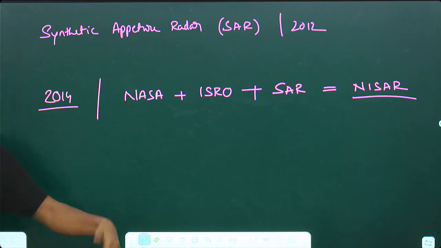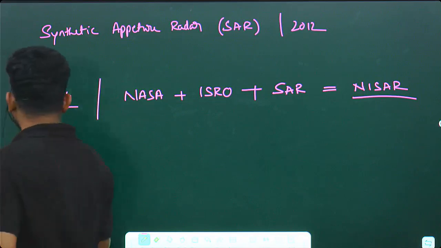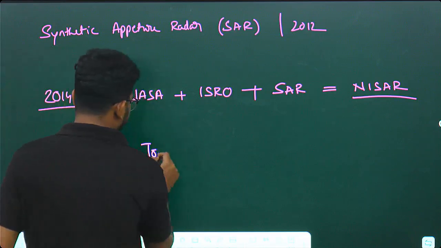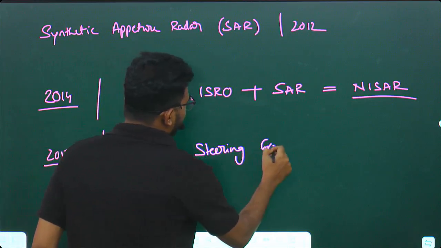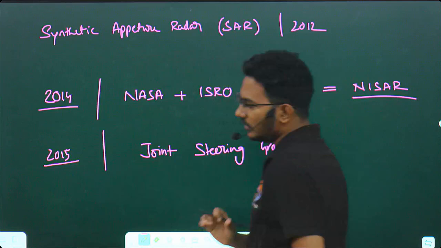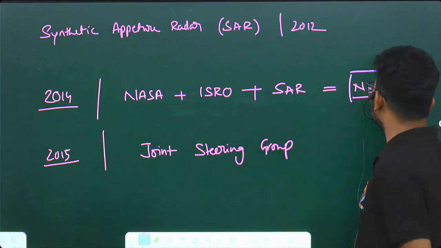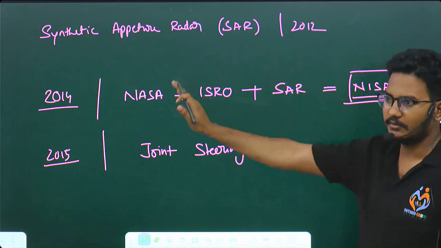Okay, and this year they are going to launch this NISAR. After this NVS2, yesterday they launched NVS2, right? So after this, they are going to launch this NISAR. So what happened here is, in 2015, they set up the joint steering group, which means a committee. A steering group, like how to proceed further with this project called NISAR. So the next time, soon, we're going to see this. At that point of time, don't think this is current affairs. This has already happened in 2014.